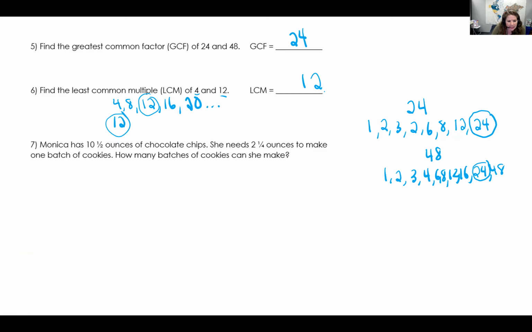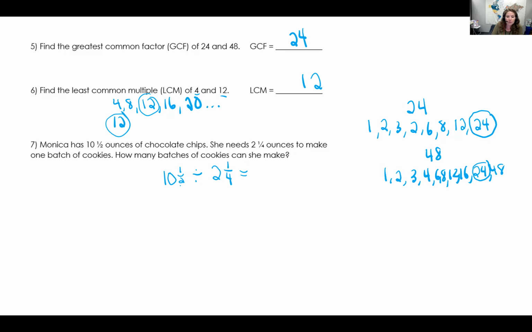All right, number 7. Monica has 10 and a half ounces of chocolate chips. She needs 2 1/4 ounces to make 1 batch of cookies. How many batches of cookies can she make? So she's dividing her total ounces by how much it takes to make 1 batch to see how many batches she can make, right? So how do we divide mixed numbers? Well, we got to turn them into improper fractions.